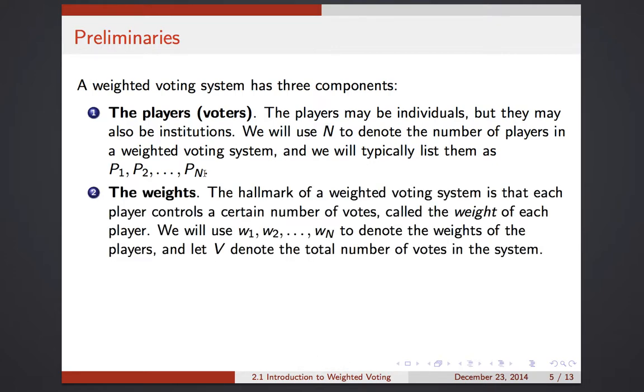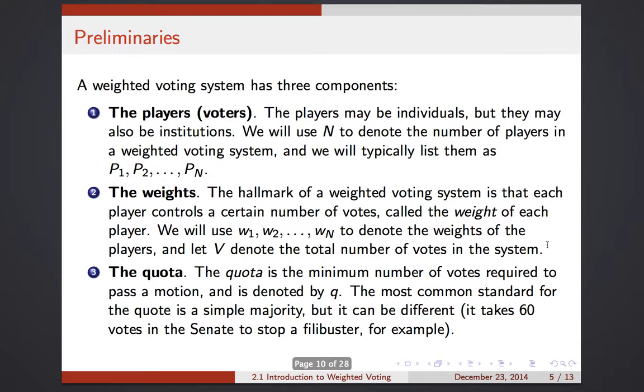Okay, so once we have voters, we have to determine how many votes each of them gets. And the hallmark of a weighted voting system is that each player controls a certain number of votes, which, as we already said, is called their weight. And we will use W's with subscripts to denote their weights. And we will let V denote the total number of votes inside the system. So player 1 controls W1 votes, player 2 controls W2 votes, etc. And then V is just the sum of all these weights. So V is equal to W1 plus W2 plus W3, etc.